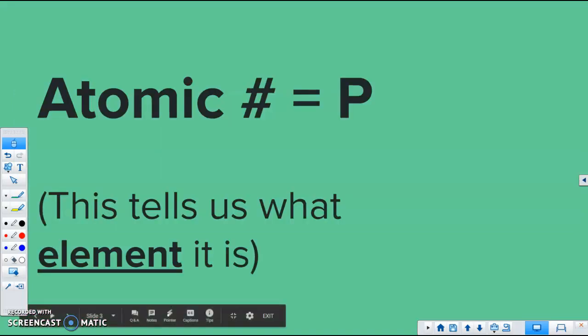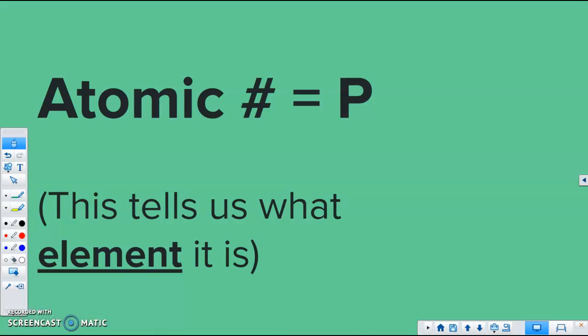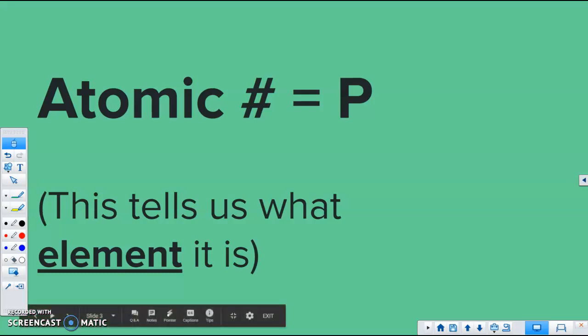So the first thing that we need to know is how to find the number of protons. And we find that by the atomic number. So the atomic number equals protons. This is what tells us what element an atom is. So for instance, if I have an atom with 6 protons in its nucleus, that means that it is atomic number 6, and that happens to be carbon on the periodic table. So the number of protons changes what element you are looking at. Notice that if you look at the periodic table, every single element on there has a different atomic number, meaning a different number of protons in the nucleus.